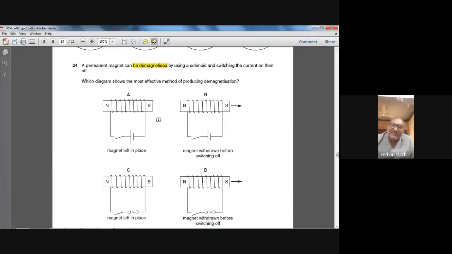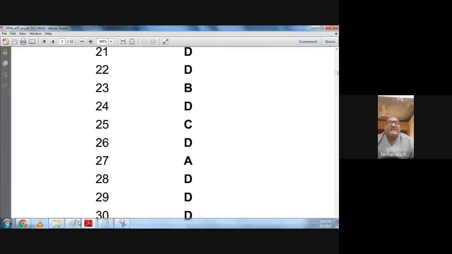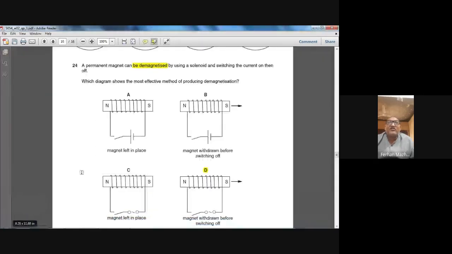Yes, D is the right choice. If you have read that magnetizing method, D is the right answer. Question number 24, D is the right answer. You switch on this alternating current, and before switching it off, you withdraw the bar magnet, and it will be demagnetized.